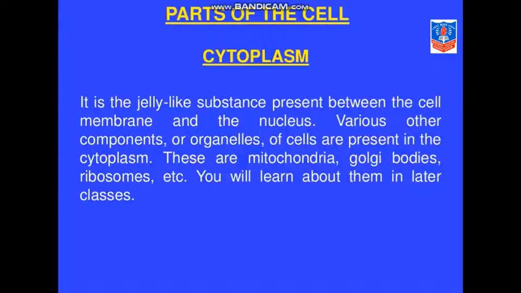It is the jelly-like substance present between the cell membrane and the nucleus. Cell membranes और nucleus के बीच में जो cell fluid है, उसे हम कहते हैं cytoplasm. Very important. Various other components or organelles of cells are present in the cytoplasm. जो सारे other parts होते हैं cells के, वो mostly cytoplasm में ही present होते हैं. These are mitochondria, Golgi bodies, ribosomes, etc.